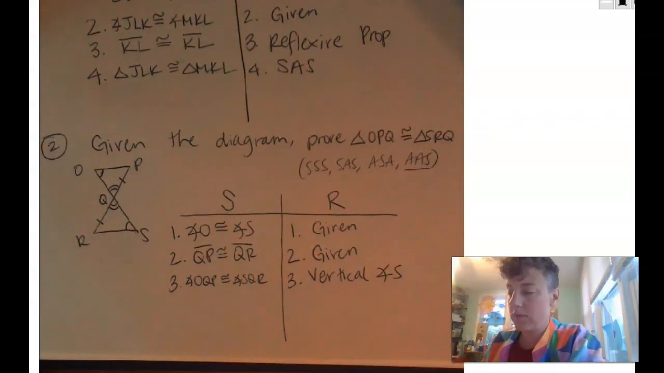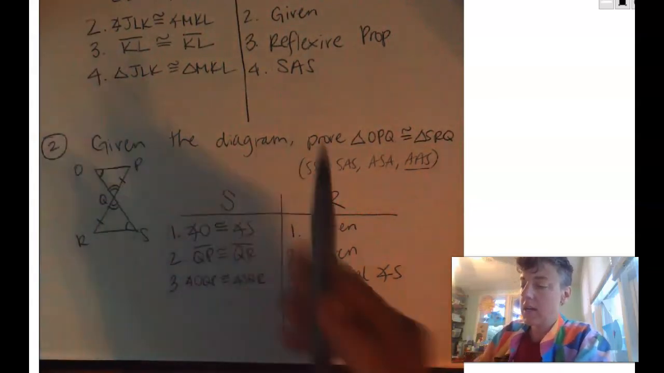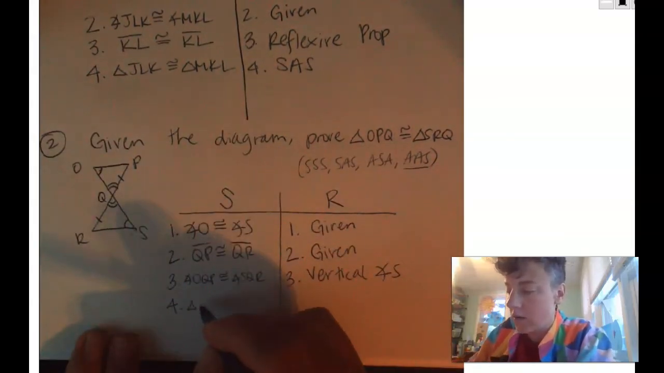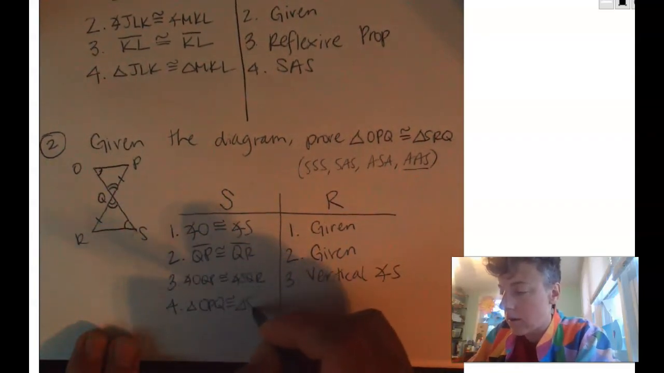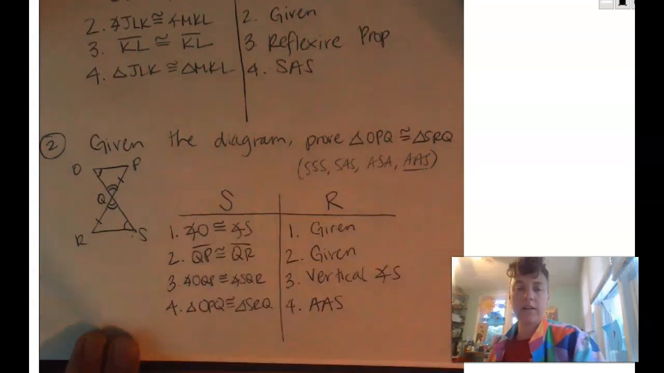And then we said we've got a pair of angles, another pair of angles, and a pair of sides. So these triangles are congruent by angle, angle, side. Triangle OPQ congruent to triangle SRQ. The reason being angle, angle, side.